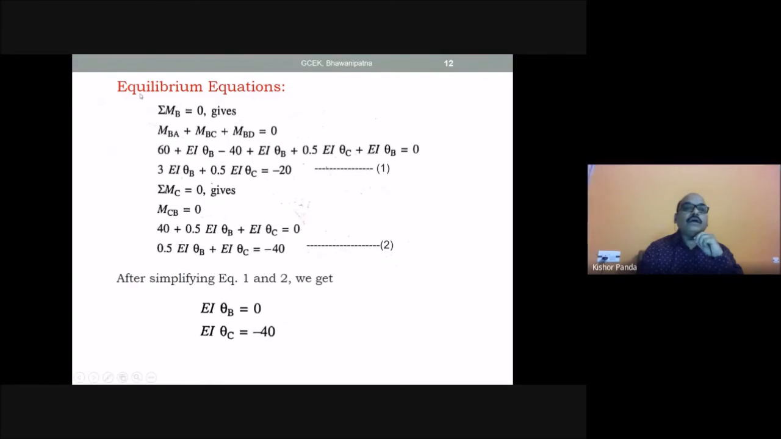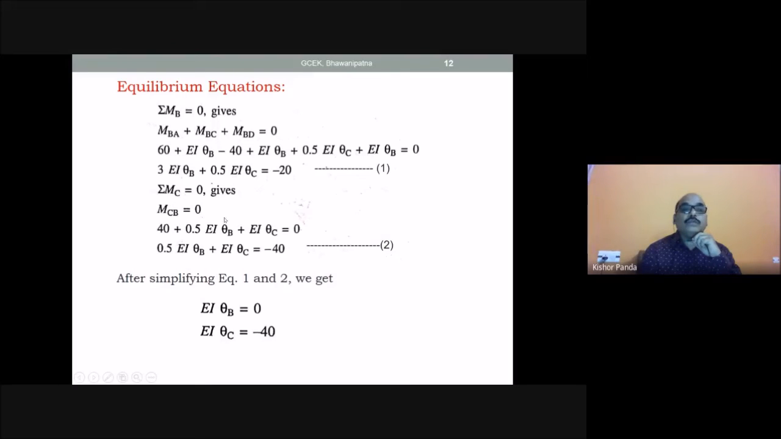Then find out the equilibrium equations. Here there are two equations: summation of moment at B is 0 and summation of moment at C is 0. Summation of moment at B is MBA plus MBC plus MBD equal to 0. After putting MBA, MBC and MBD, you will get this equation: 3 EI theta B plus 0.5 EI theta C is equal to minus 20, which is equation 1. Then the second equilibrium equation, summation of MC is 0.